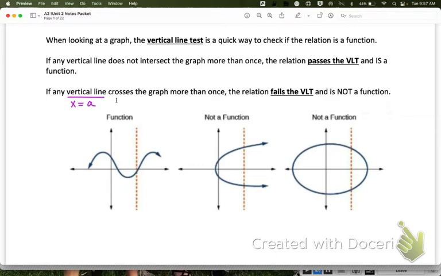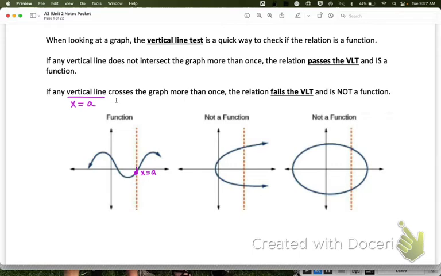So if I draw a vertical line here, let's say that this is at x equals a, then I look up and down anywhere that that line intersects the graph. It only intersects it here at one point. So there's only one y value. That makes it a function.